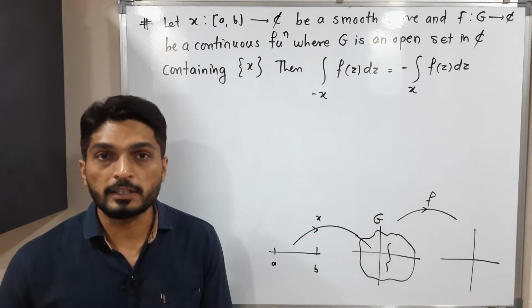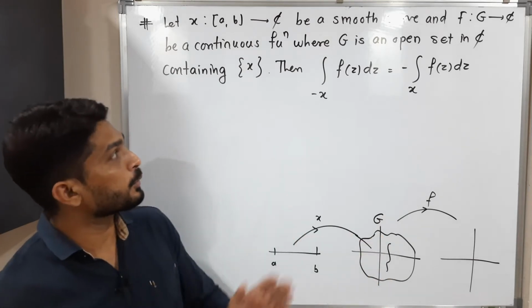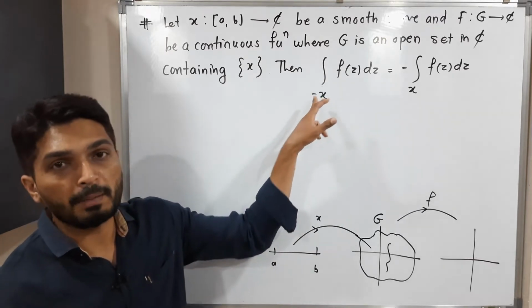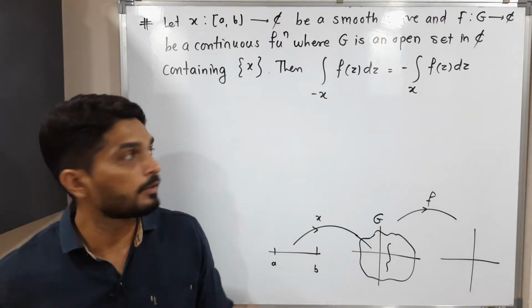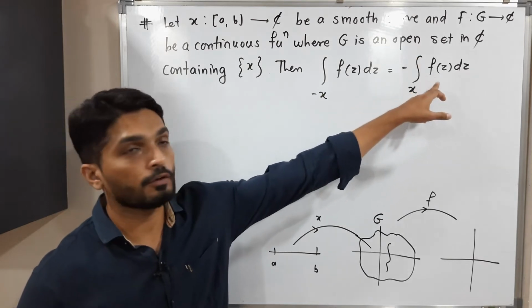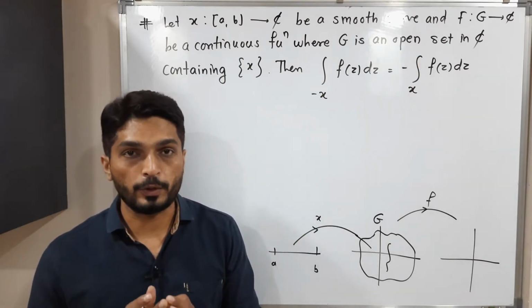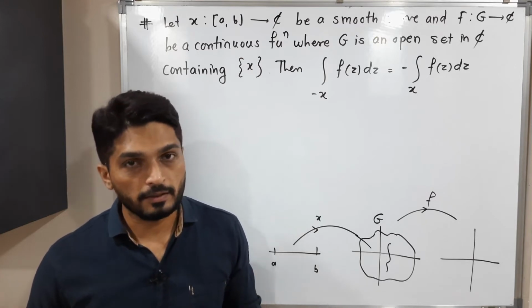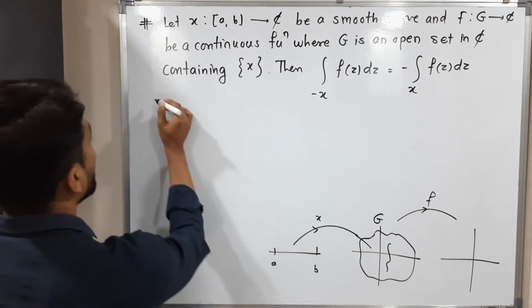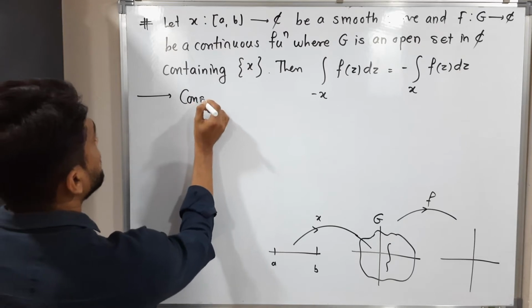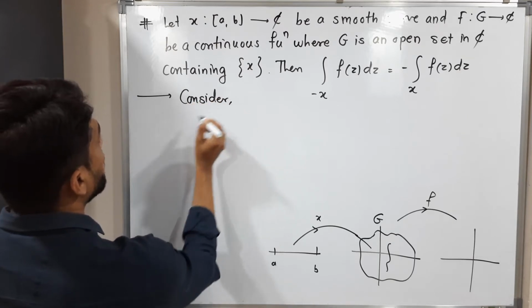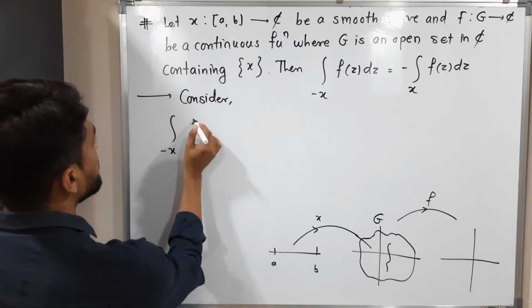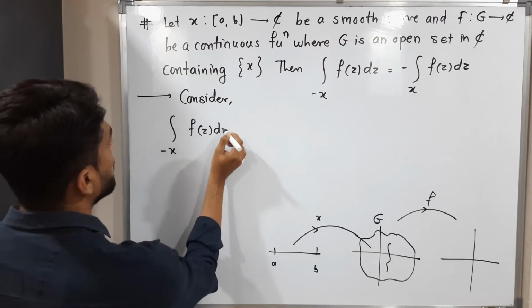So this is what is given, and what do we have to prove? We have to prove that the line integral of f over minus x is equal to minus of the line integral of f over x. So this thing we are going to prove. Obviously we will start with the left hand side and try to bring the right hand side. So let us start. Let me consider the integration over minus x of f(z) dz.